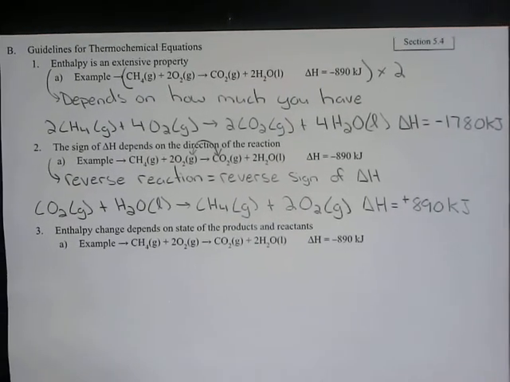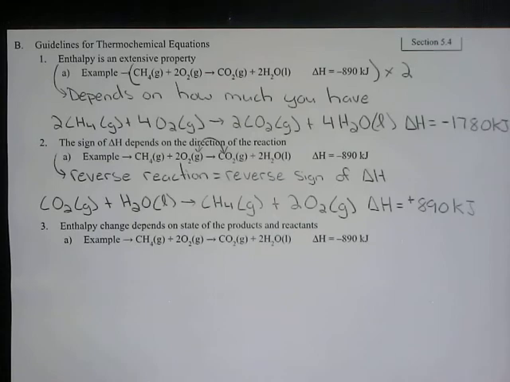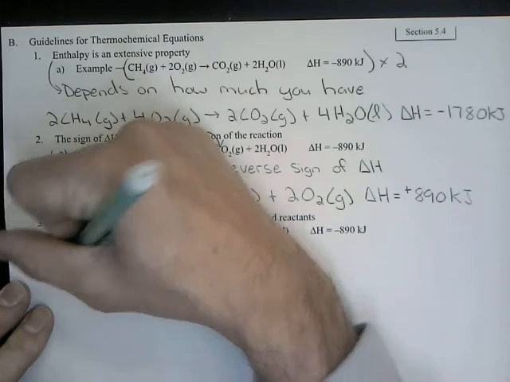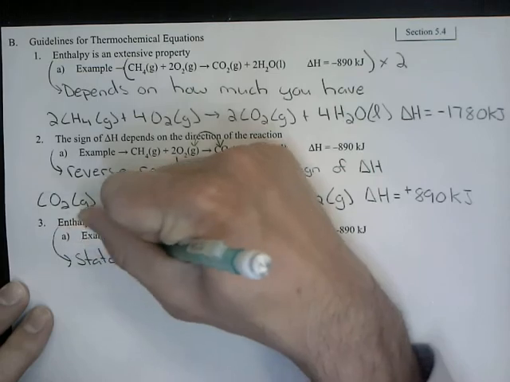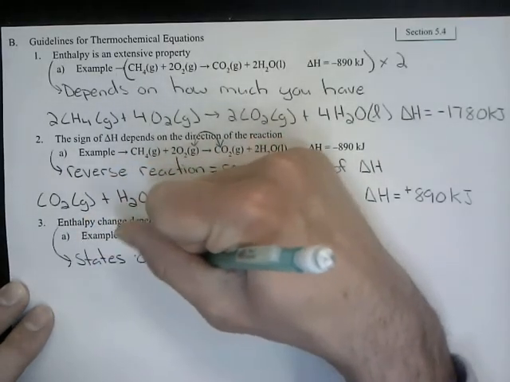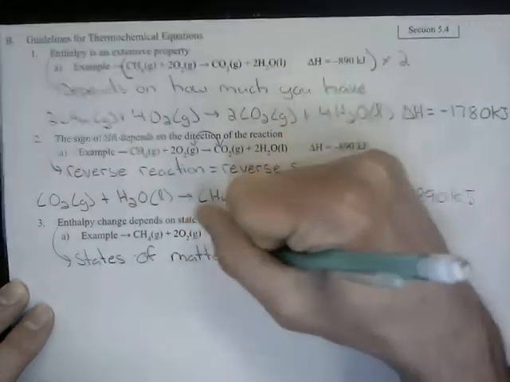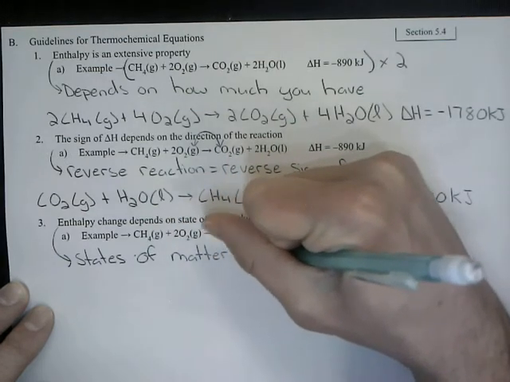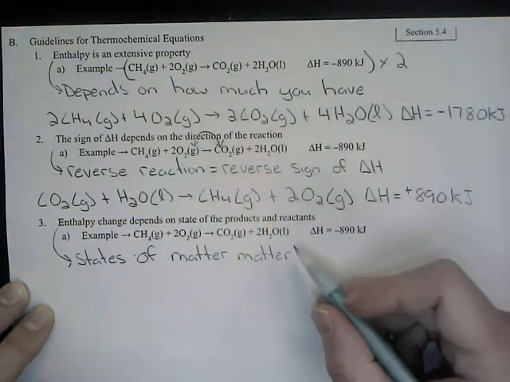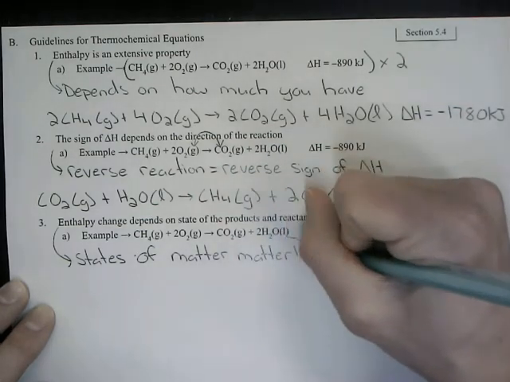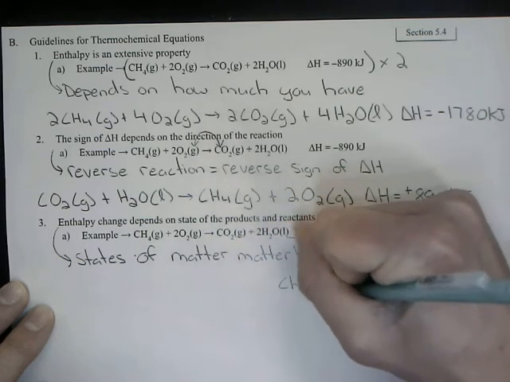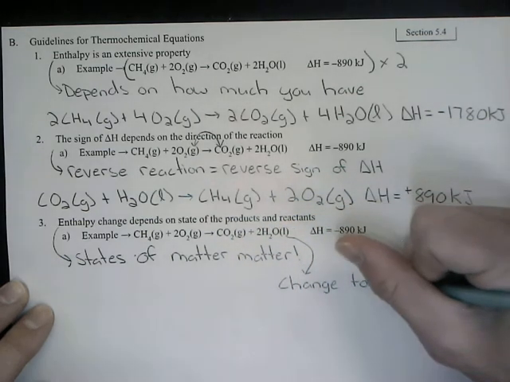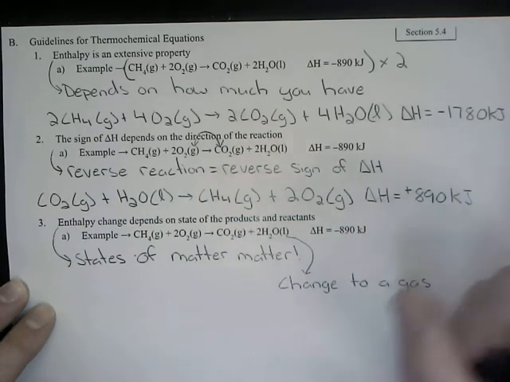The next thing here, it says enthalpy change depends on the state of the products and reactants. So I'm going to say this: states of matter matter. And let's change some things around. Instead of using liquid, let's change this H2O to a gas. And so what that does is it's going to change our delta H value.